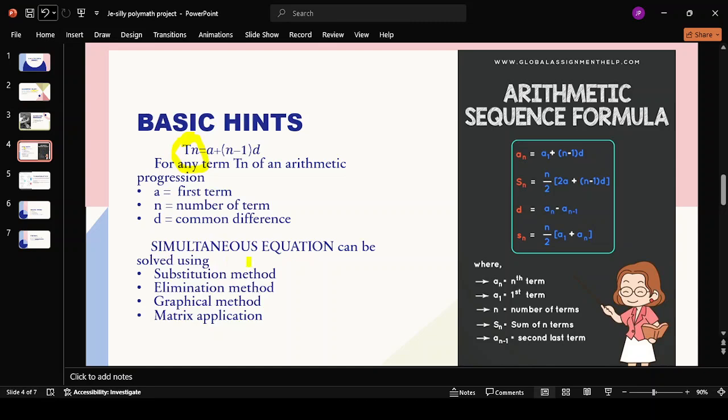The simultaneous equation can be solved using the following methods: substitution method, elimination method, graphical method, and matrix application. Remember, each of these methods is peculiar to any kind of problem you might be encountering. So you have to choose the convenient method for the problem that you want to solve. The convenient method we'll be using for this problem is the elimination method. The elimination method is what I strongly recommend. That being said, how does the elimination method work?